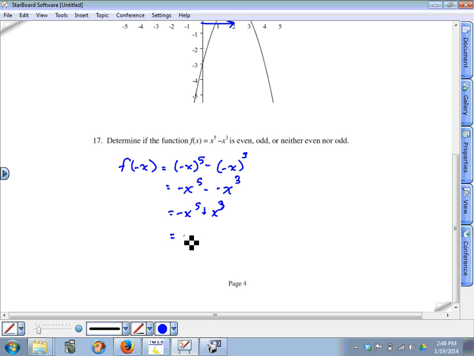Now this one here, if we factored out a minus sign, we would have x to the 5th minus x to the 3rd. Now this right here is what we started with. This is f of x. And so this is the opposite of f of x. So f of negative x is equal to negative f of x, which is an indication of an odd function.